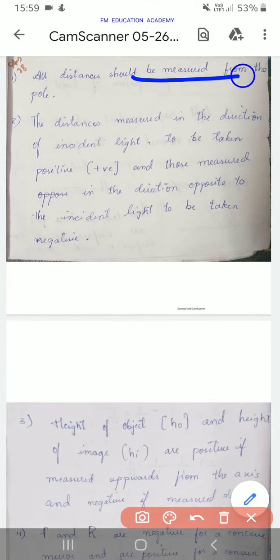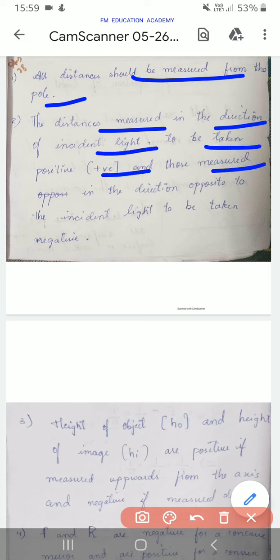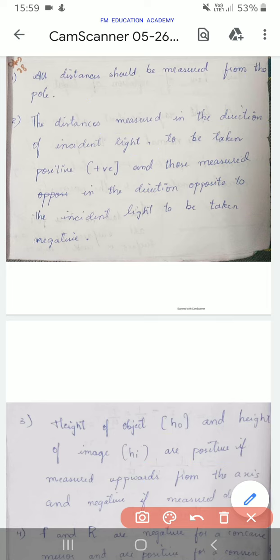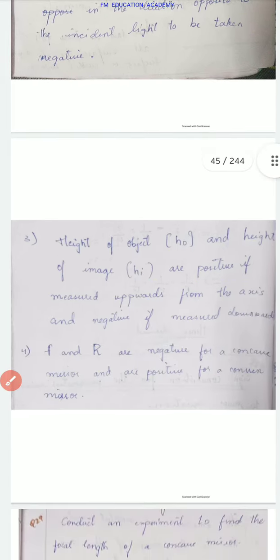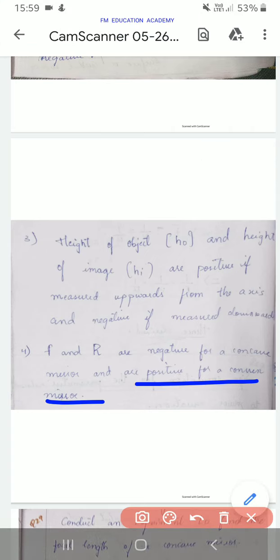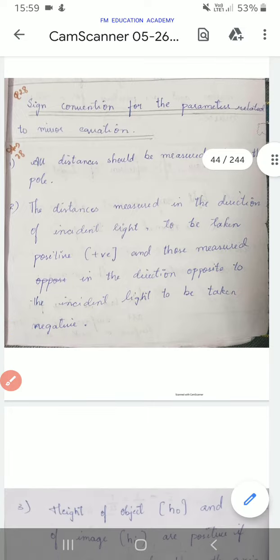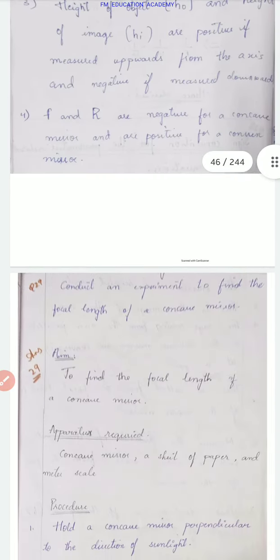Remember, all the distances should be measured from the pole. The distances measured in the direction of incident light are to be taken positive, and those measured in the direction opposite to incident light are to be taken negative. Height of object and height of image are positive if measured upward from the axis and negative if measured downwards. F and R are negative for concave mirror and are positive for convex mirror. These are the sign conventions for parameters related to mirror equation.